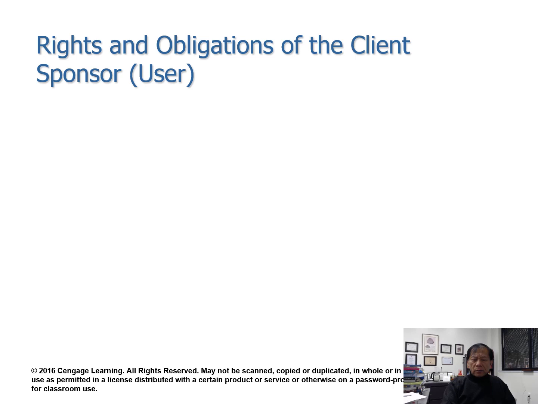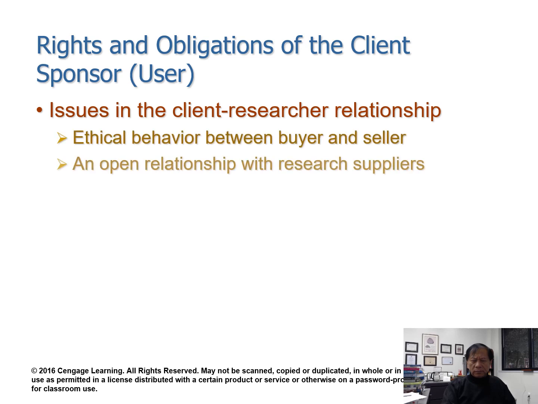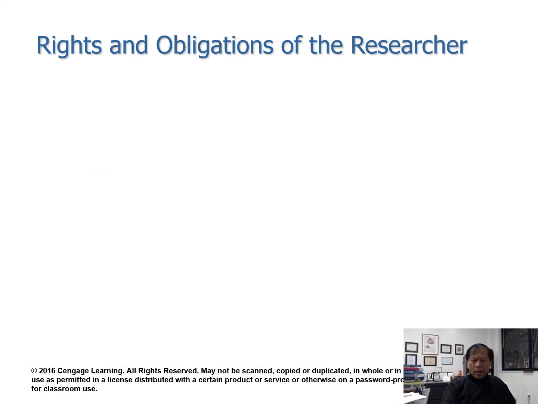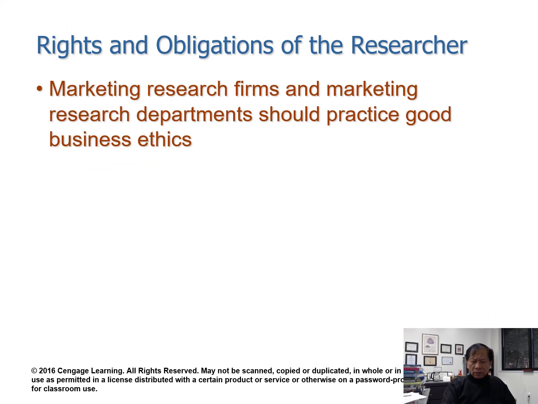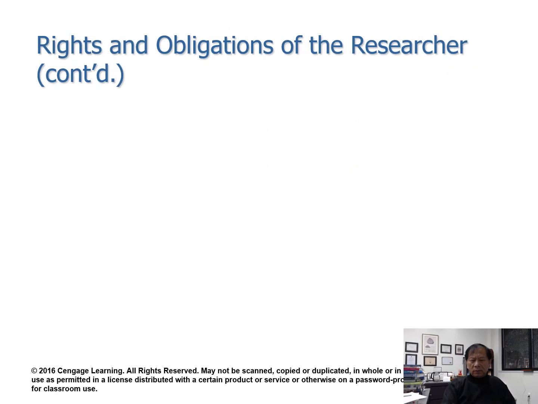And then we talk about rights and obligations of a client sponsor, okay, sponsorship, and advocacy research, and rights and obligations of a researcher. Okay. There are professional organizations like the American Marketing Association, AMA, etc., and the Marketing Research Society. Okay.